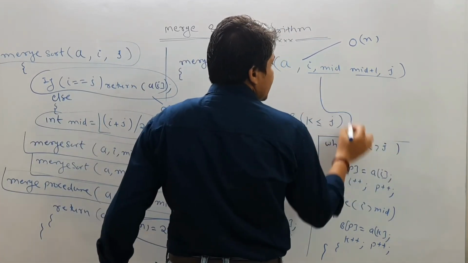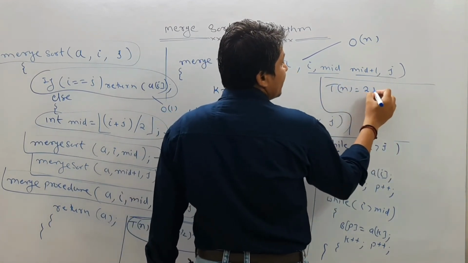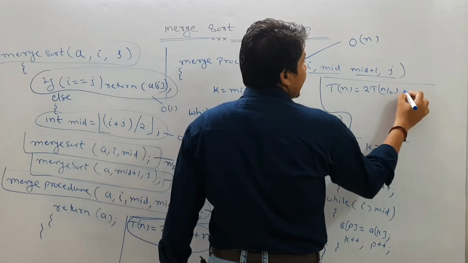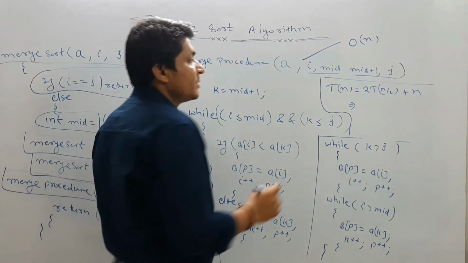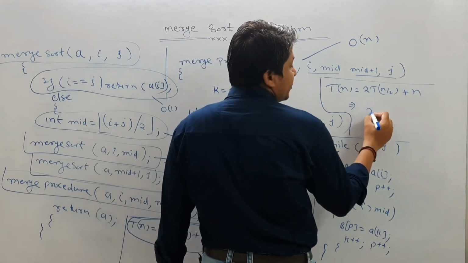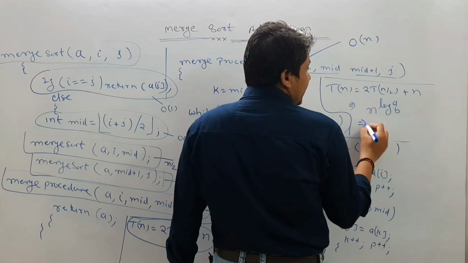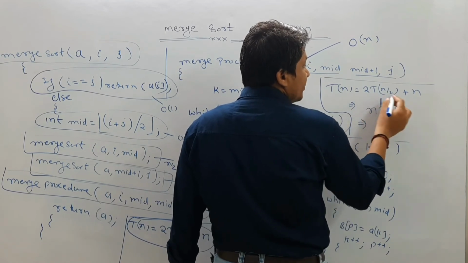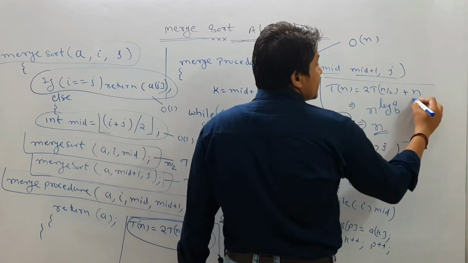So what is the recurrence relation? T of n equals 2T of n by 2 plus n. If you simply apply the master theorem, it will give you the answer. In the master theorem we need to calculate only n raised to the power log a base b. So what are a and b? a is 2, b is also 2, so it will ultimately become n. So this is n, and this is also n.